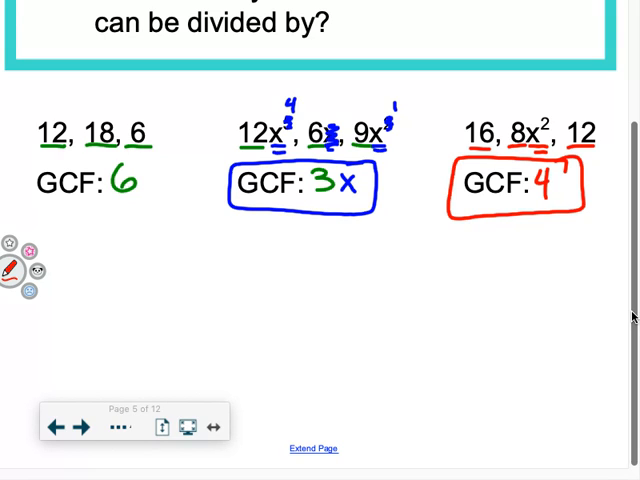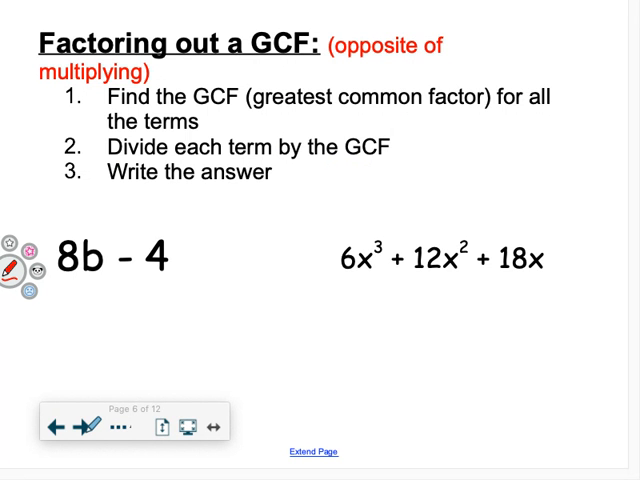So what we're going to do is we're going to use this idea to help us divide things, take something out of it. And so what we call that is factoring. Factoring out a greatest common factor, it's the opposite of multiplying. We have these 3 steps here. Step 1, you're going to find the GCF, divide each term by the GCF, and then write your answer. So write those steps down, make sure we do that.